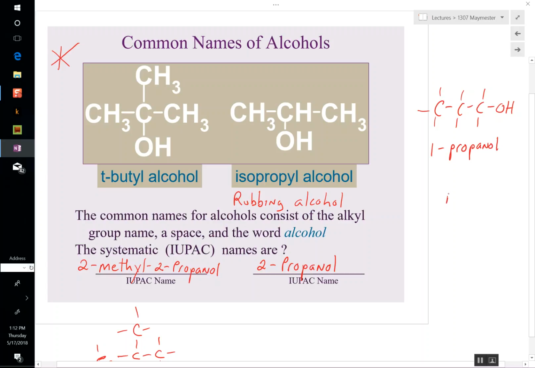I would call this propyl alcohol or normal propyl alcohol. I would not call this one propyl alcohol. This is isopropyl alcohol, okay? So in terms of common names, propyl alcohol is referring to 1-propanol. Isopropyl alcohol is referring to 2-propanol.